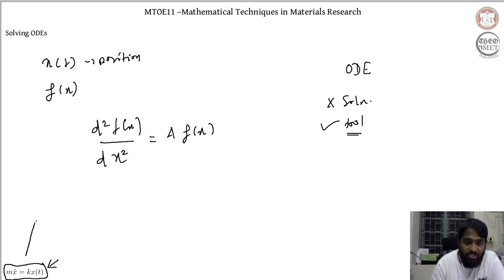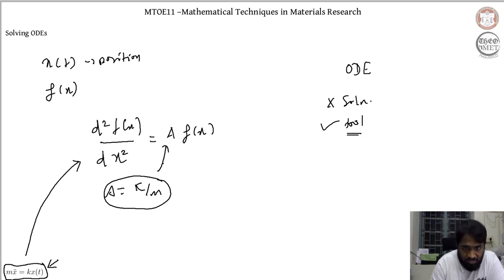to a generalized expression, I end up having something like this, where A in this case could be the ratio of K and M. M is my mass and K is the proportionality constant. So this is the constant that remains, and the entire expression is now expressed using a generalized function, not the position of the atoms.